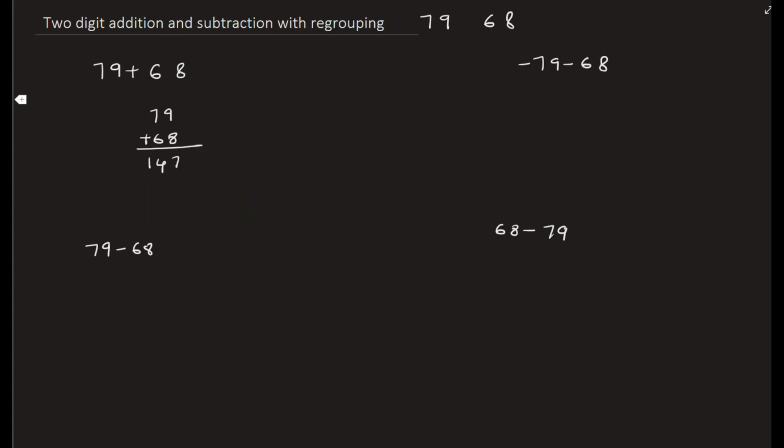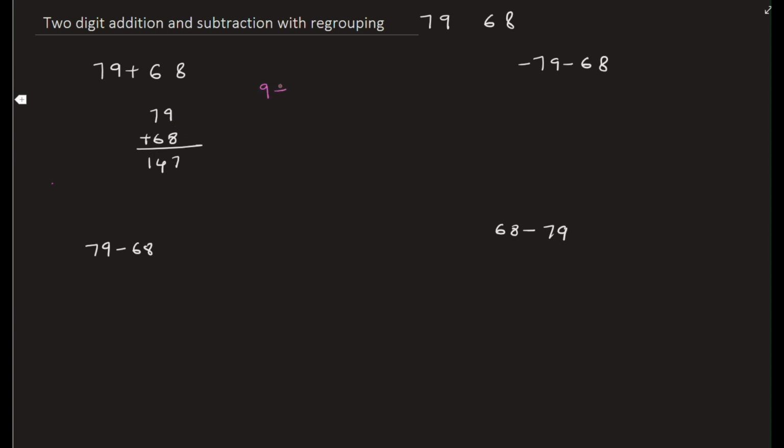Then again I have another sum on two-digit addition and subtraction, and here it is with regrouping. So I have two numbers, 79 and 68. Let us consider the addition 79 plus 68 when both the numbers are positive. So again I write the tens place in one line and the units place in one line, one below the other. In the units place I have 9 and 8.